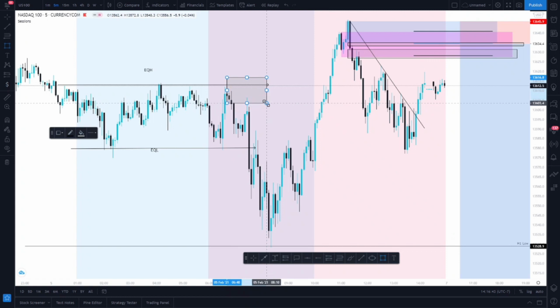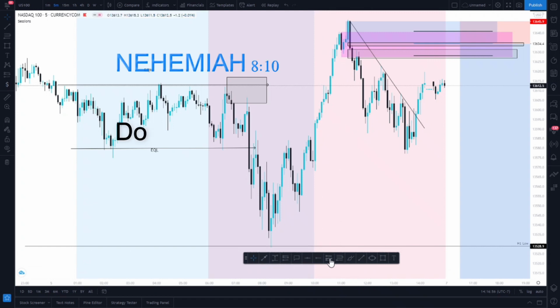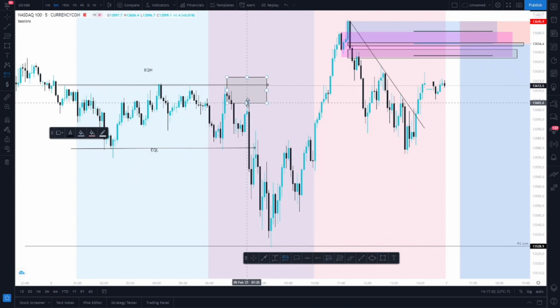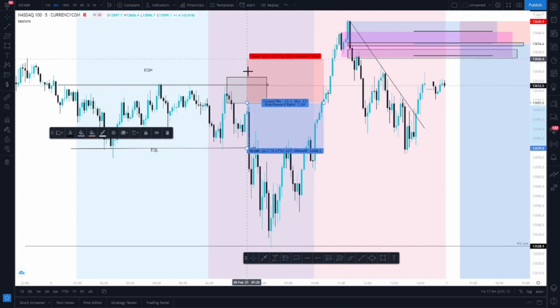So we can clearly see here that we had an order breaker. We had a point of interest, but this has quite a big stop loss, but it's not a problem as long as it's correct. So we should have taken our trade over here, with our stop loss just around over here.